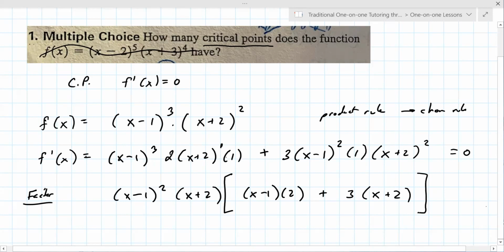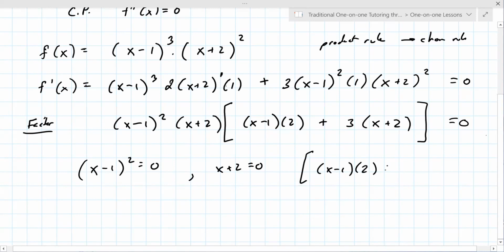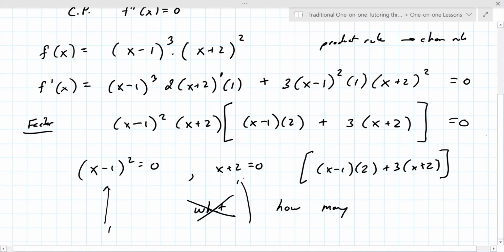And all equal to 0. So now this is not calculus anymore. You set each of these equal to 0: x minus 1 squared equal to 0, x plus 2 equal to 0, and then this middle part equal to 0. Now this is where you also have to remember what the question is asking for. It's not asking what, it's asking how many. And there's one from this, one from this, and one from this.